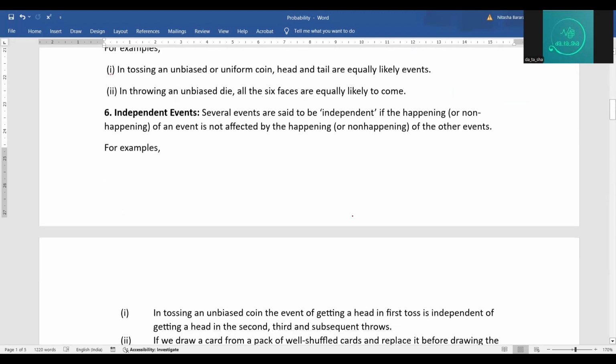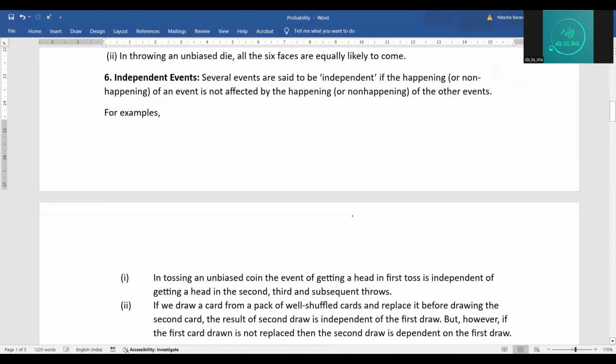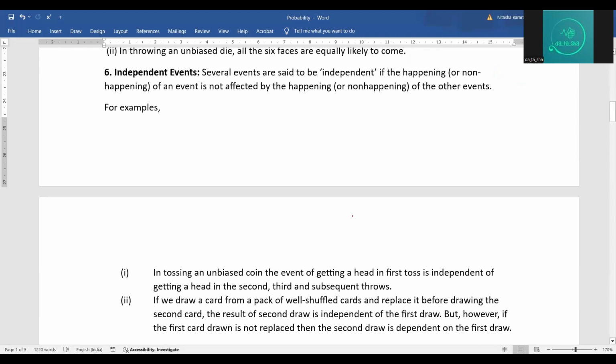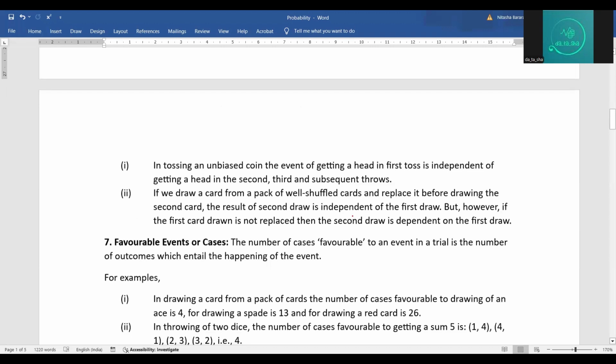Then the independent events means that the happening of one event doesn't affect the happening of the other event. For example, if I toss a coin, then the event of getting a head the first time, and then I toss it again, and again you are getting a head or a tail. They both are independent events. It is not dependent.